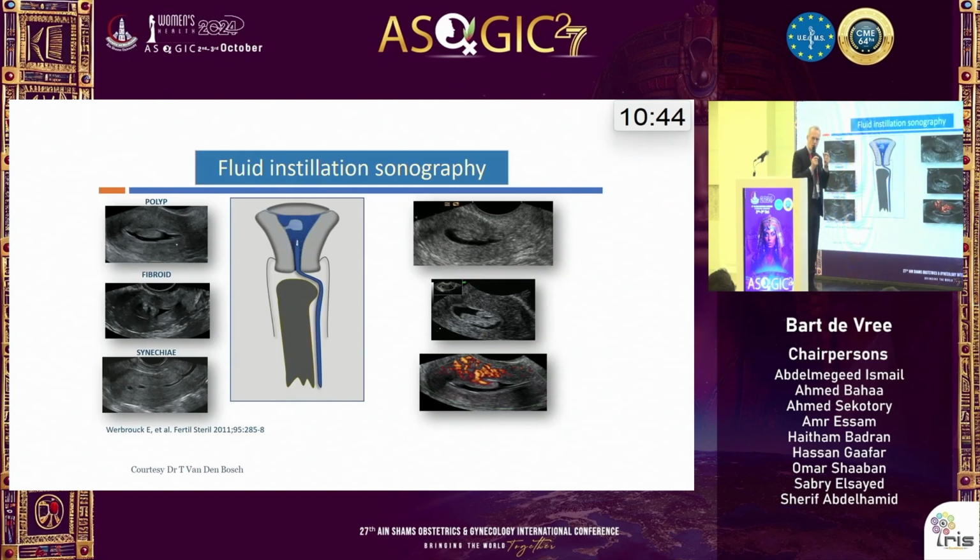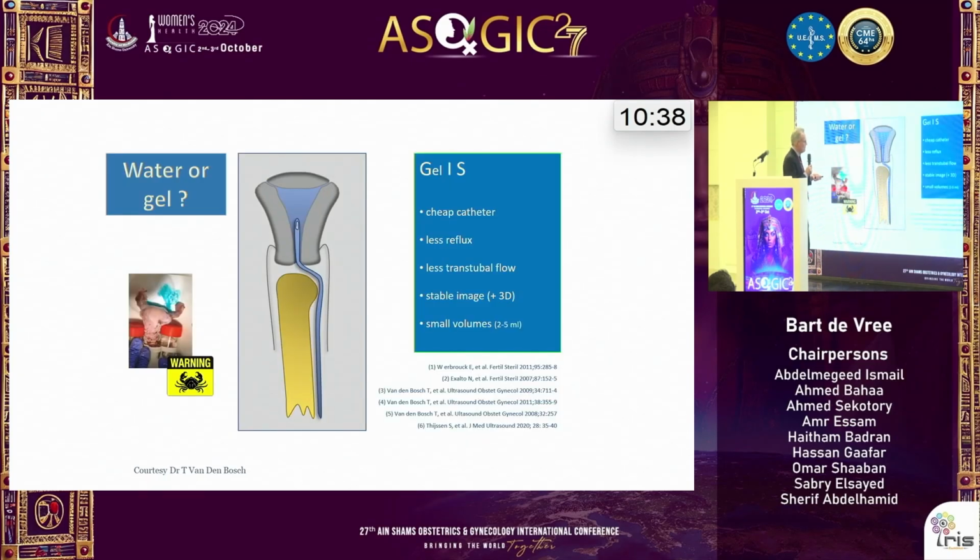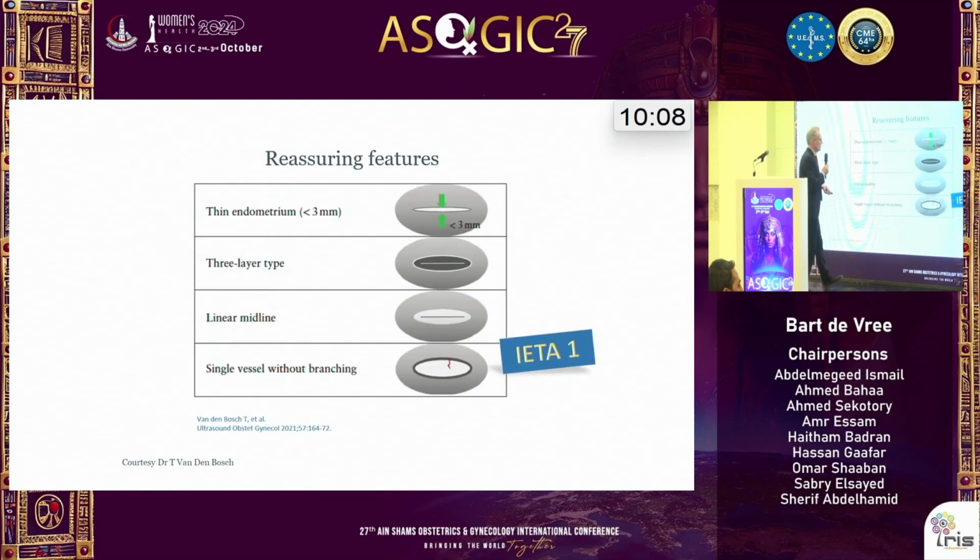They did not just look in 2D and Doppler, but they also did fluid installation, because when doing the fluid installation, the image gets more clear. They say they prefer to use gel as a fluid, because the gel gives less reflux, less transtubal flow, and this is important when you might have malignancy. So less reflux, less transtubal flow for the gel infusion sonography.